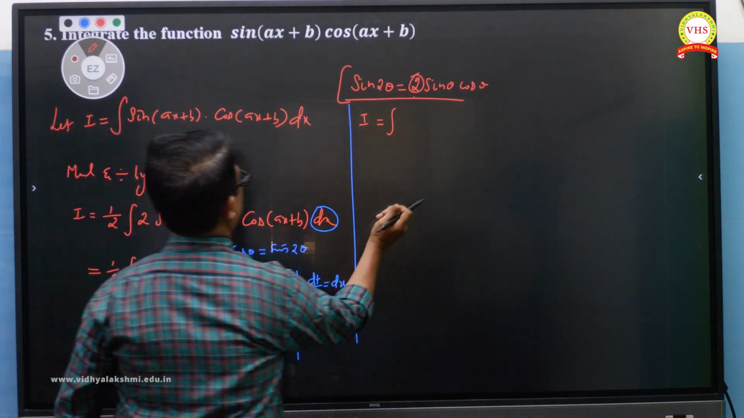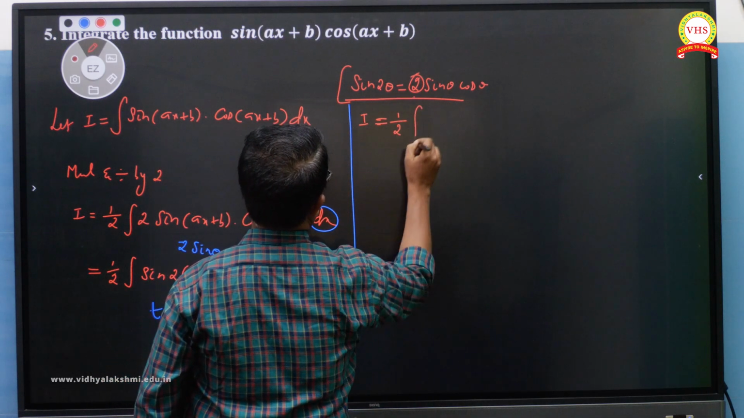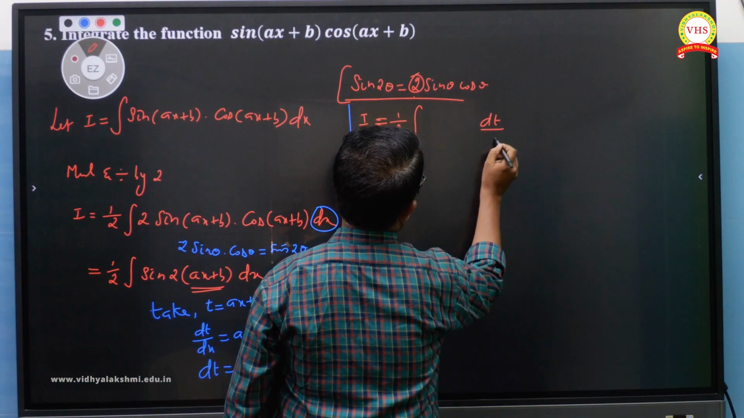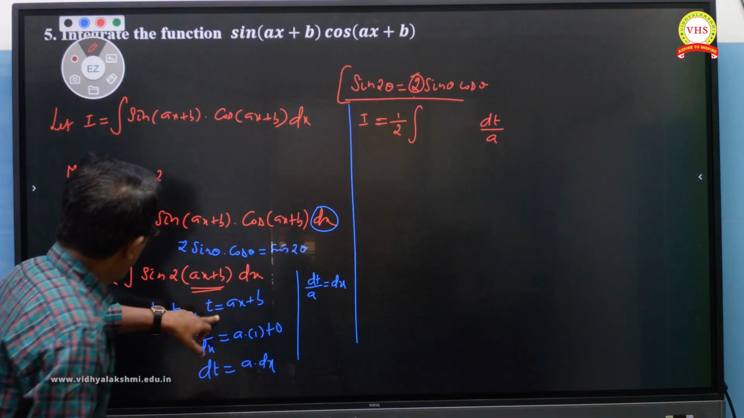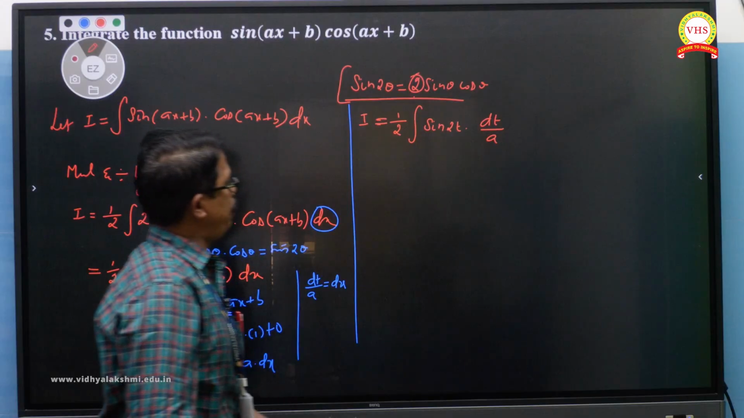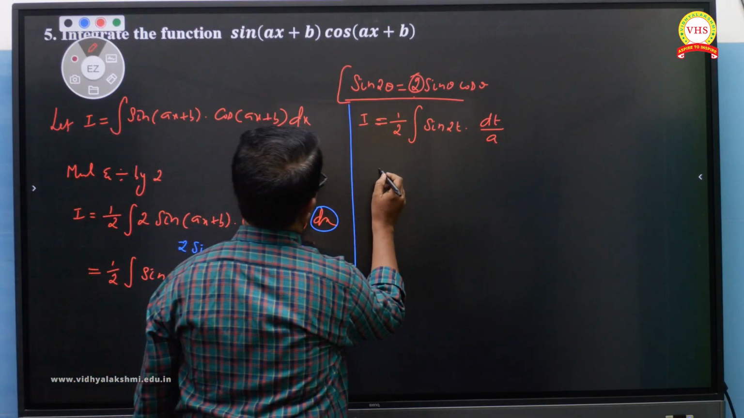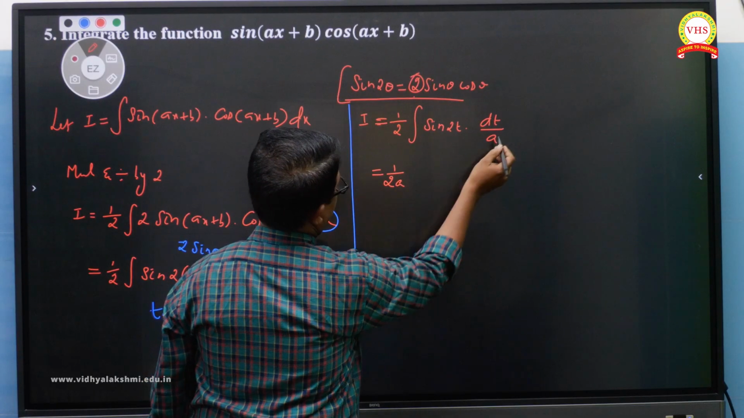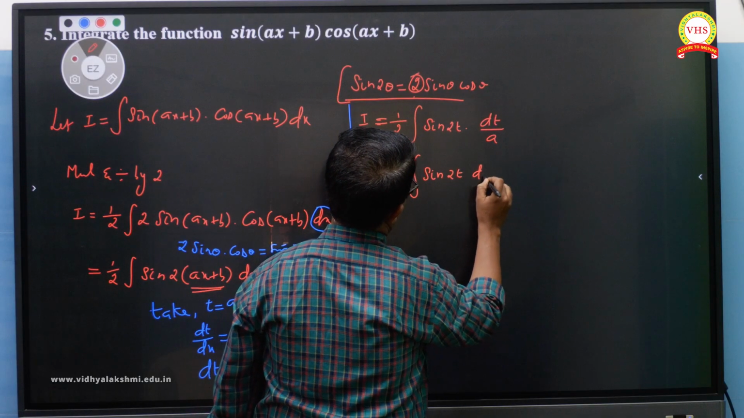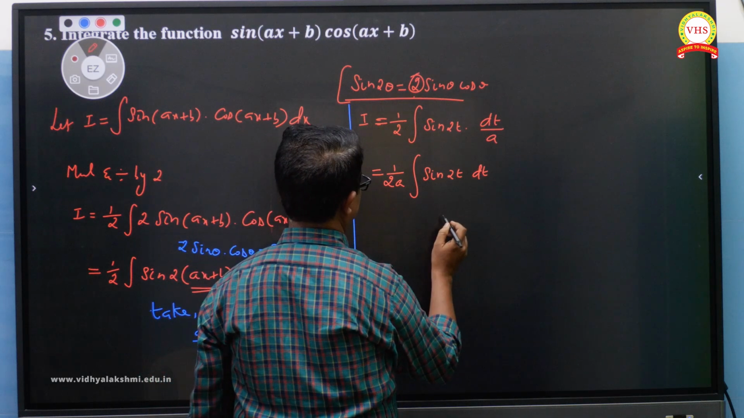1 by 2. Sorry, there is 1 by 2. Yes, isn't it? That is 1 by 2 into integral of dx value, dt by a, and then sin 2 into t. That is sin 2t. Student, any doubts? So we have replaced in terms of x with in terms of t. Now this is going to become 1 by 2a, constant taken outside, into sin 2t dt.